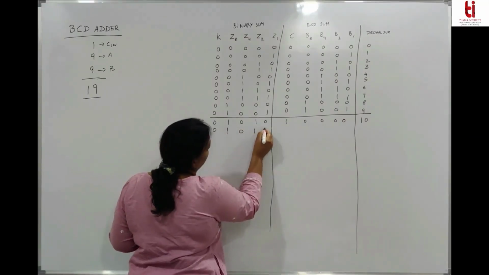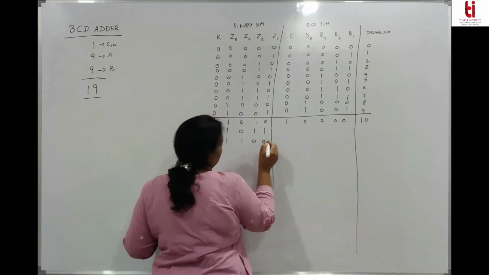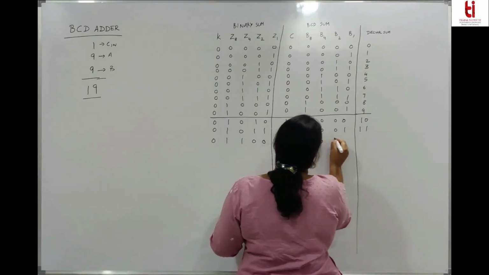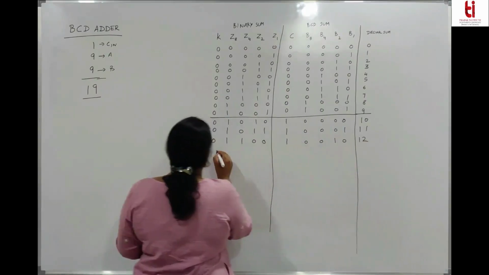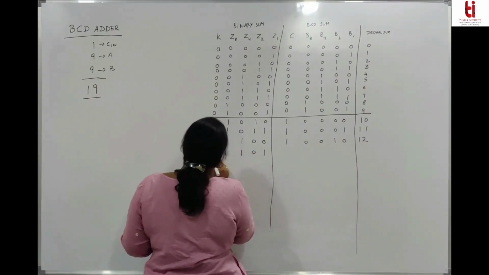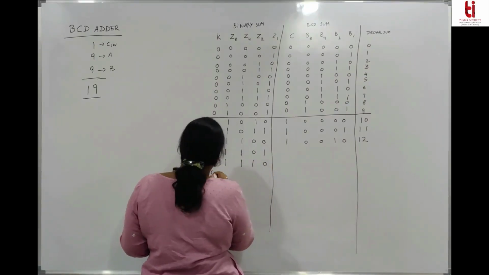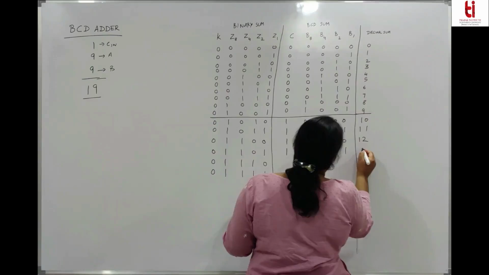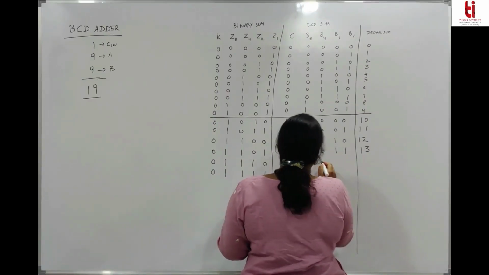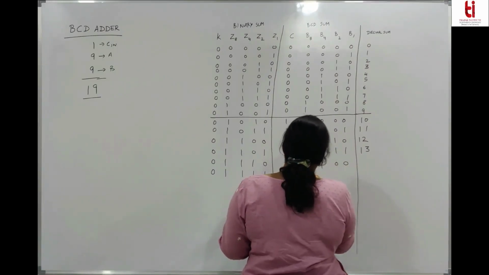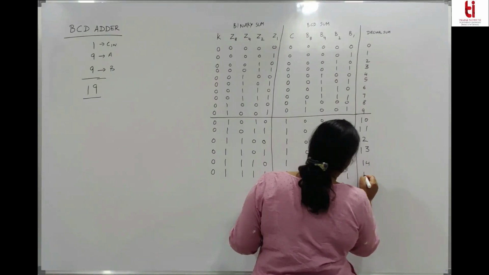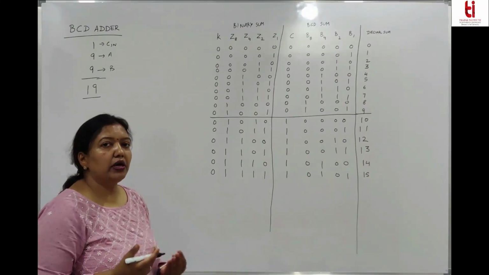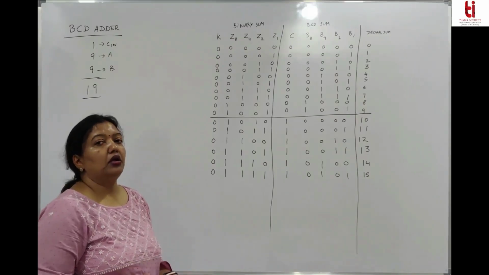If it is 11, if it is 12, this is 11, this is 12, then 13, 14, 15, 13, 14, and 15. We have to go till 19 because the maximum of two numbers can be 9 and 9, and there can be a carry which will make the maximum binary sum 19.